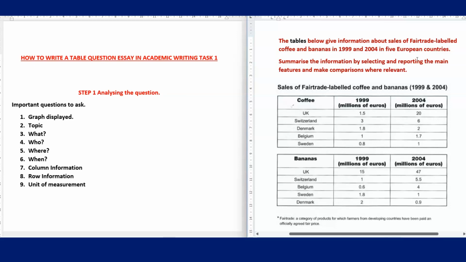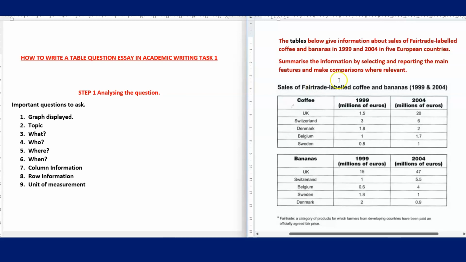So these tables are about the sales that they made in a fair trade labeled coffee and banana. These two different products, right? The sales that they made in a fair trade labeled coffee and banana in two different years, 1999 and 2004, in 5 European countries. So that is the understanding of what we did.